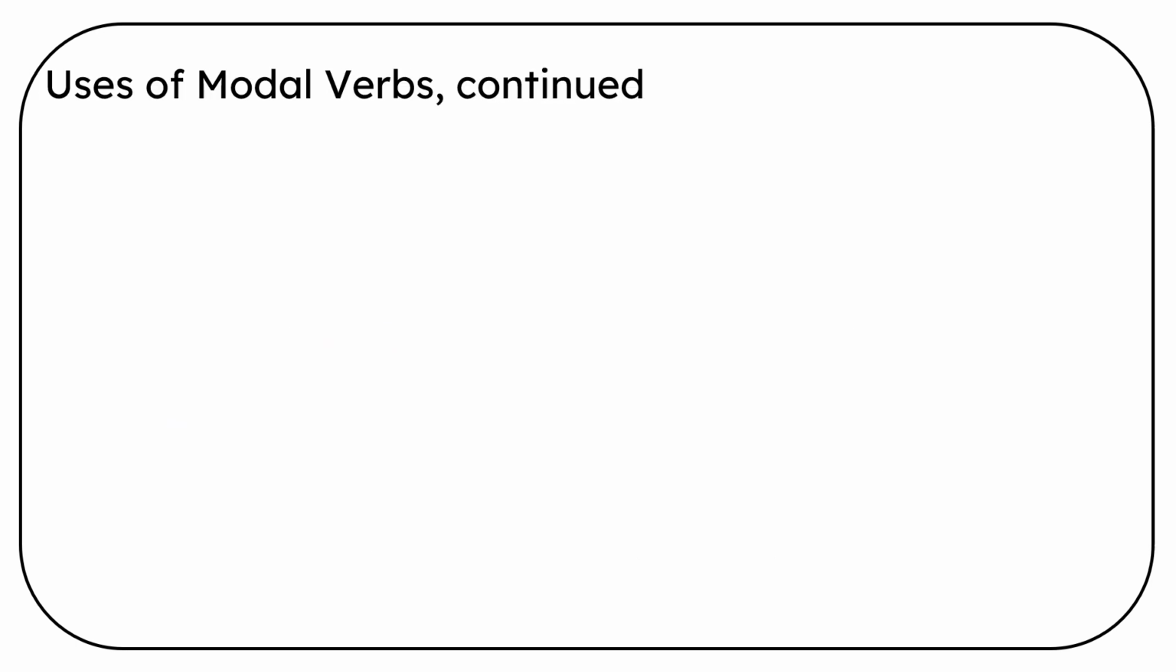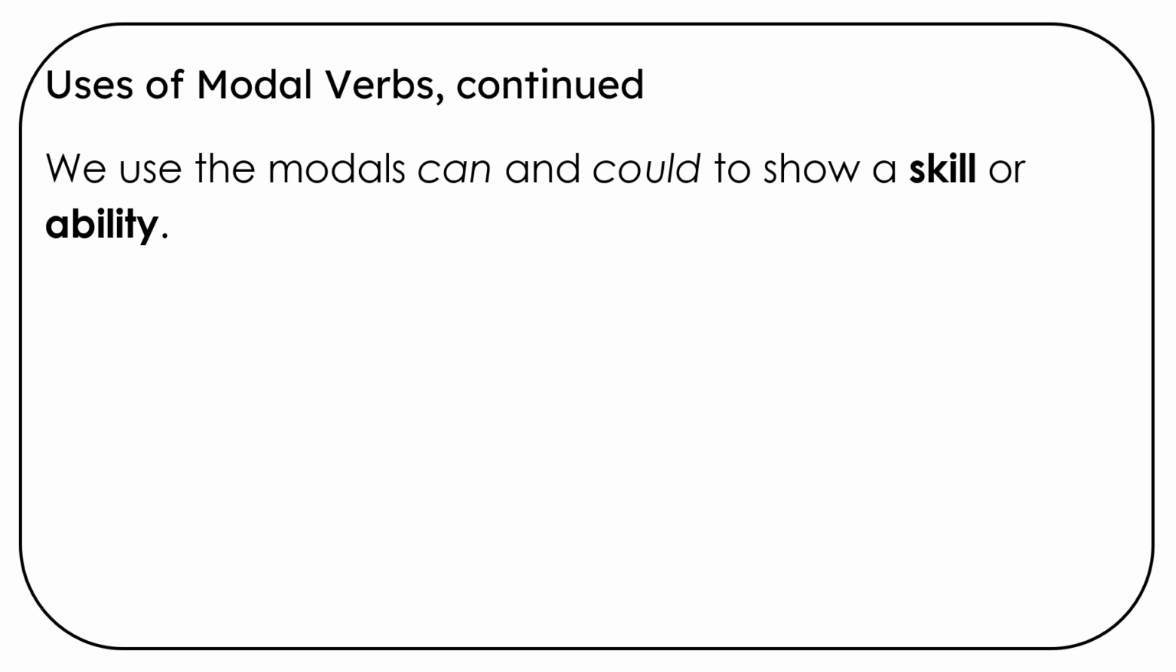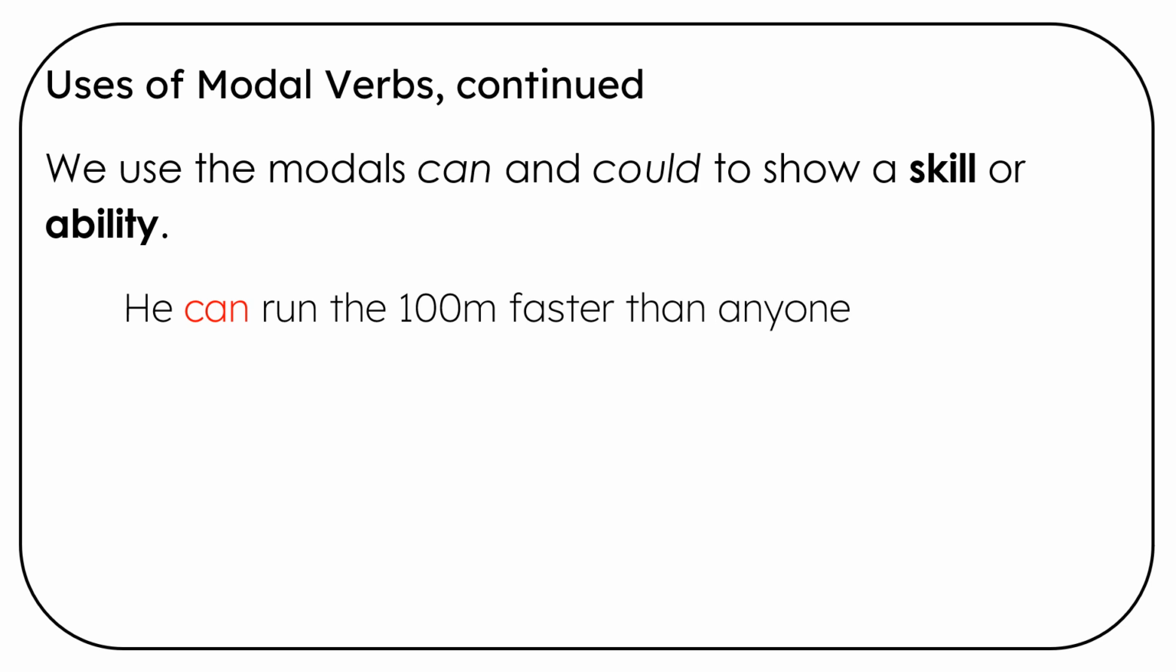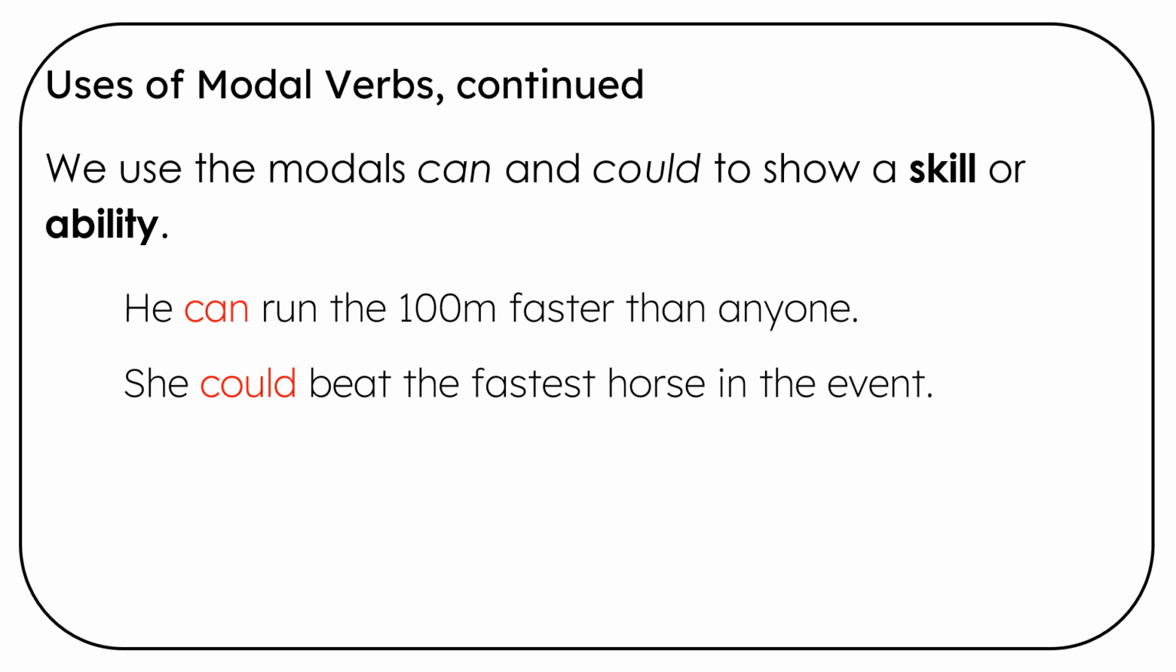Here we have more uses of modal verbs. We use the modals can and could to show a skill or ability. He can run the 100 meter faster than anyone. She could beat the fastest horse in the event.